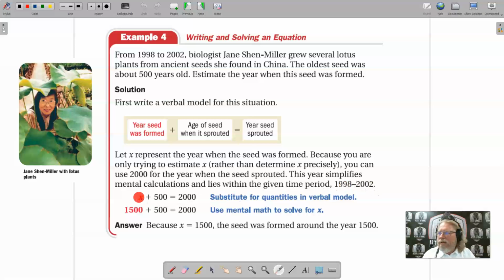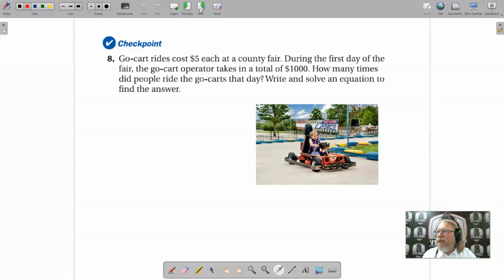So the year the seed first was formed plus 500 years equals the year that Jane is planting it. So some number plus 500 equals 2000. Well, that would be 1500. Because X equals 1500, the seed was formed around the year 1500. Now, I would have thought of this, okay, it's the year 2000, the seed's 500 years old. I would have thought 2000 minus 500 is 1500, and so the year would have been 1500. So I probably would have approached that a little differently.